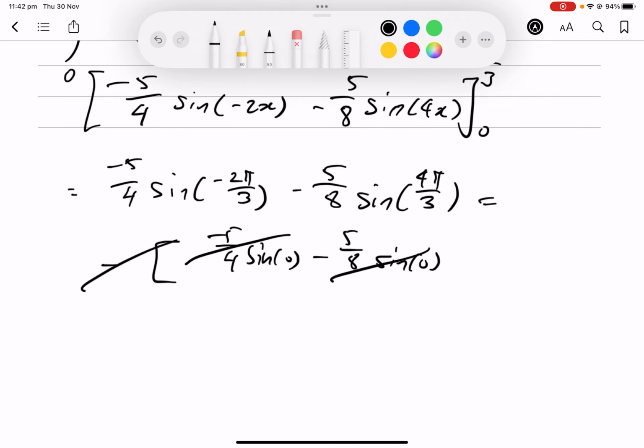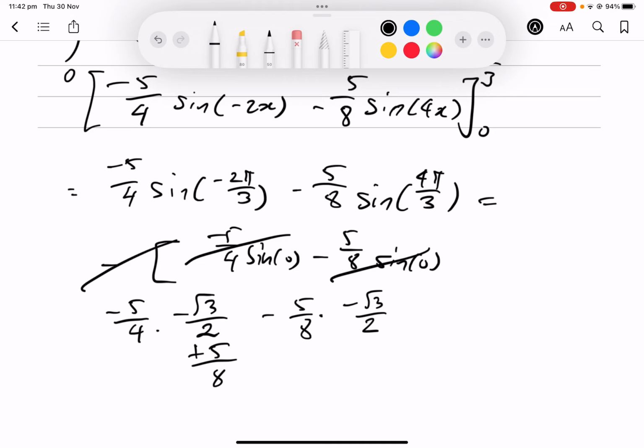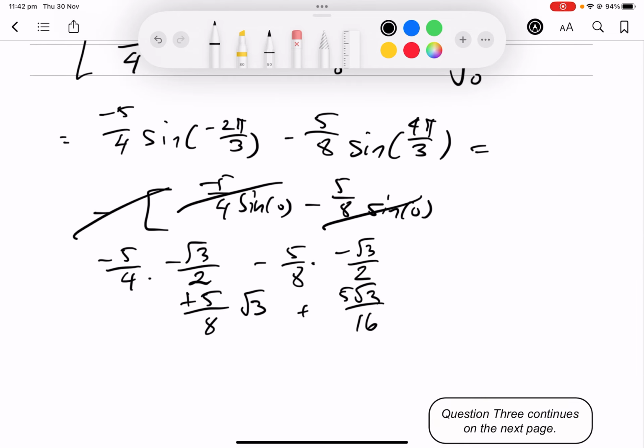Okay, so we have negative 5 on 4 times negative root 3 on 2, minus 5 on 8 times sine of 4 pi on 3, that's going to be negative root 3 on 2. So we have negative 5 on 8, so positive 5 on 8 in this case, root 3, plus 5 root 3 over 16, so 5 root 3 over 16. Yeah, okay, cool. If we write that down in decimal form, that's also fine.